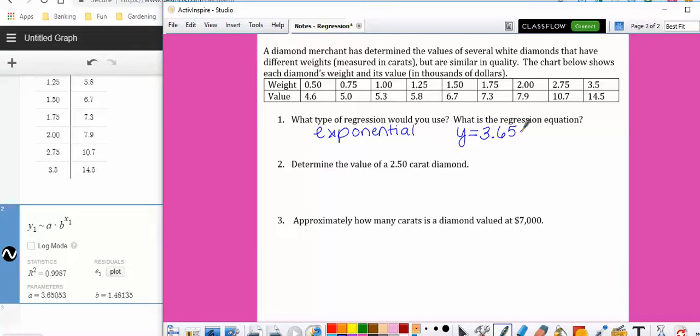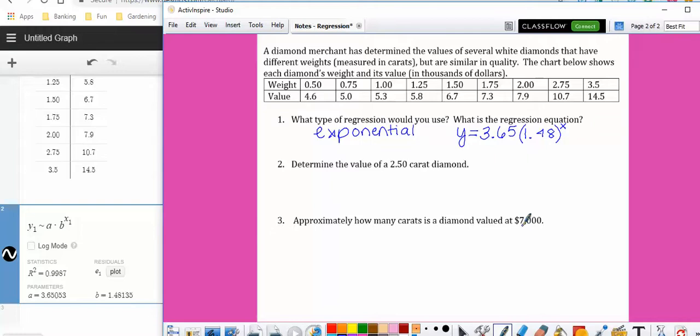And then instead of the dot for times, because it can get confusing with the decimals, I'm going to use parentheses. Then I'm going to put my b value, 1.48, parentheses, to the x power. Because remember, when it's exponential, the x is the exponent.